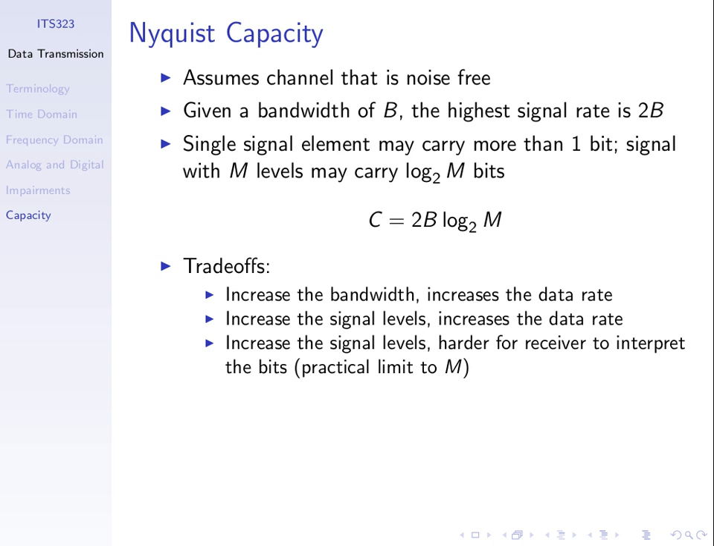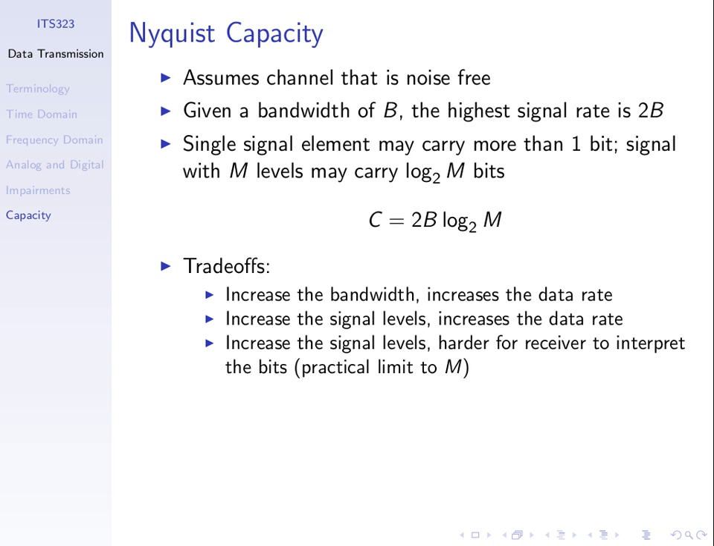We're not going to prove this or go through how it's derived, but Nyquist did some analysis under the assumption that our communications channel has no noise. To make things simple, he assumed there's no noise in the system, which is never true. There's always noise. But if there was no noise, he said that given a bandwidth of B, if we transmit a signal with bandwidth B, then the highest signal rate is 2 times B.